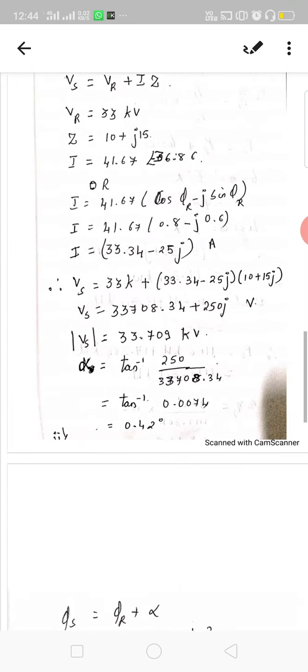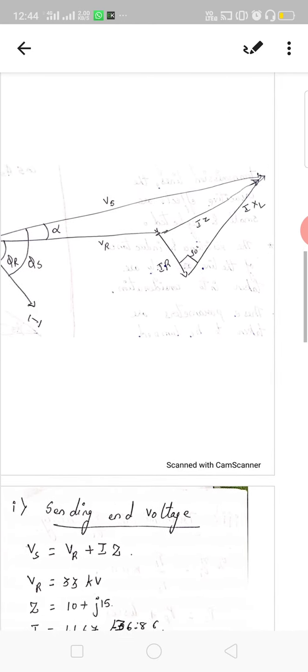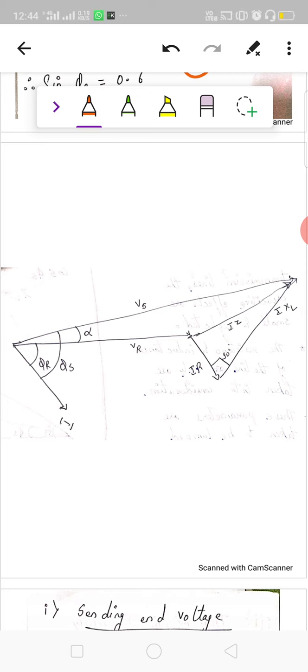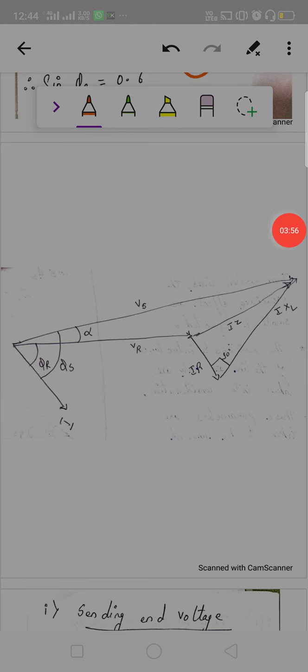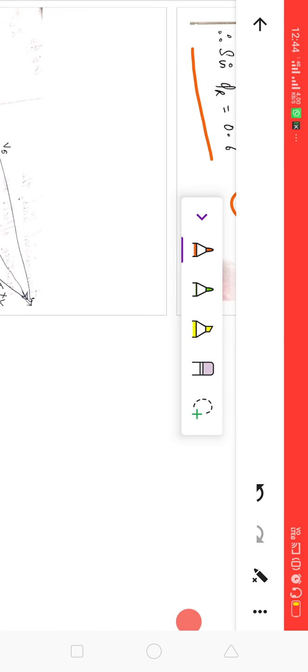Now next, our first part is to find the sending end voltage Vs. To do that, first we'll draw the vector diagram. Even if you draw the equivalent circuit you can do this, but you should be comfortable with the vector diagram. So I have drawn the vector diagram. First, I have taken VR, the receiving end voltage, as the reference.